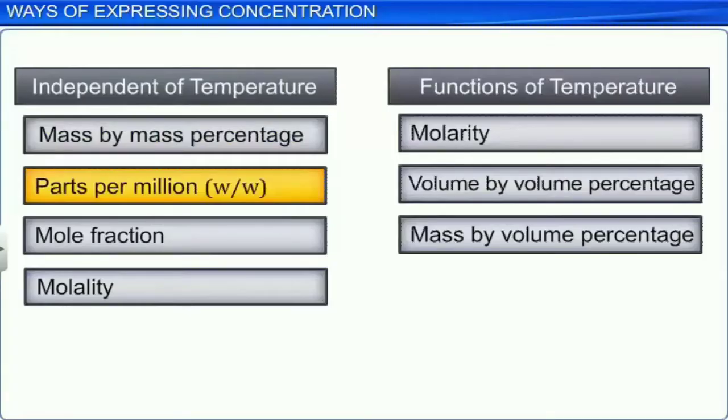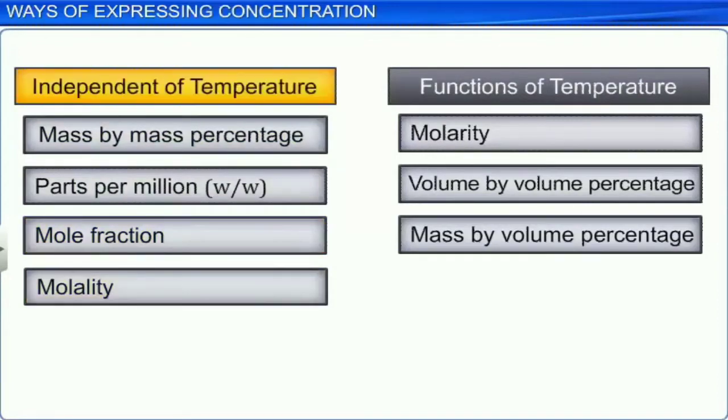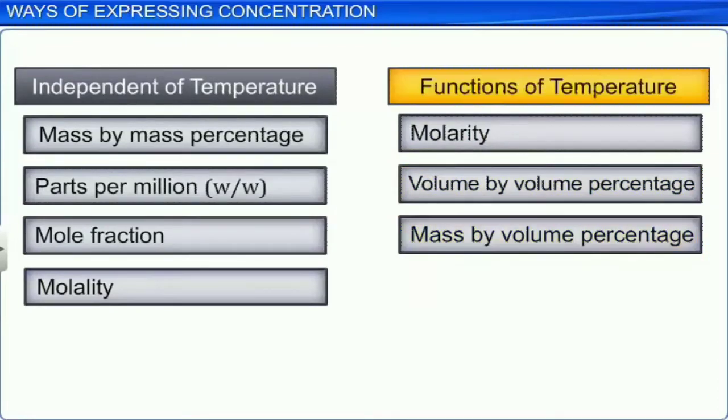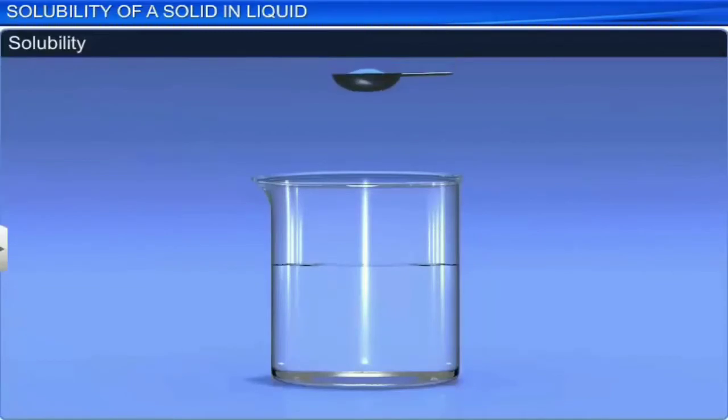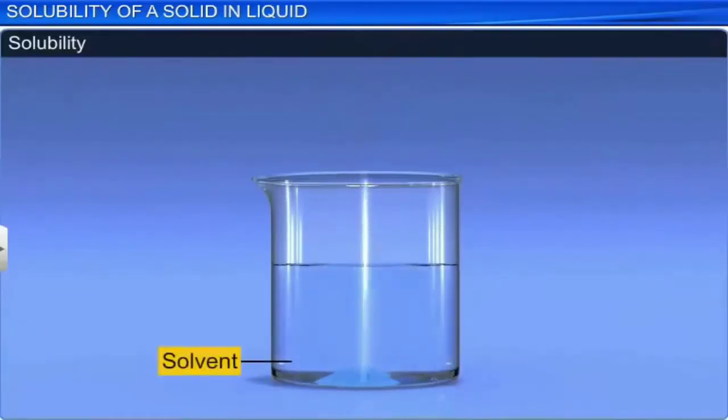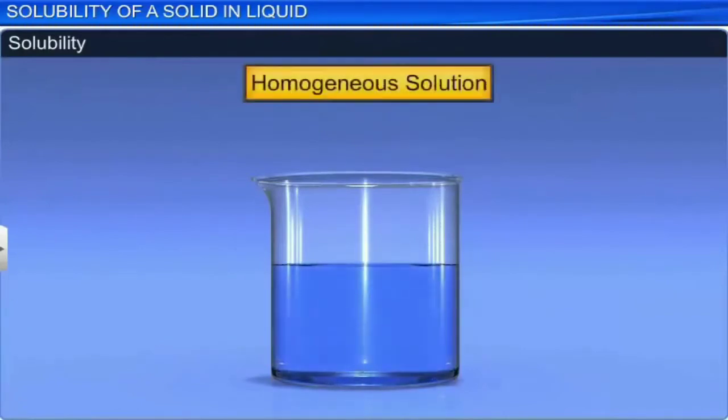Volume by volume percentage and mass by volume percentage are functions of temperature. This is because volume is a temperature dependent quantity, while mass is independent of temperature. Solubility is the property of a solute to dissolve in a solvent to form a homogeneous solution. Solubility is defined as the maximum amount of solute that can be dissolved in a specified amount of solvent at a specific temperature.